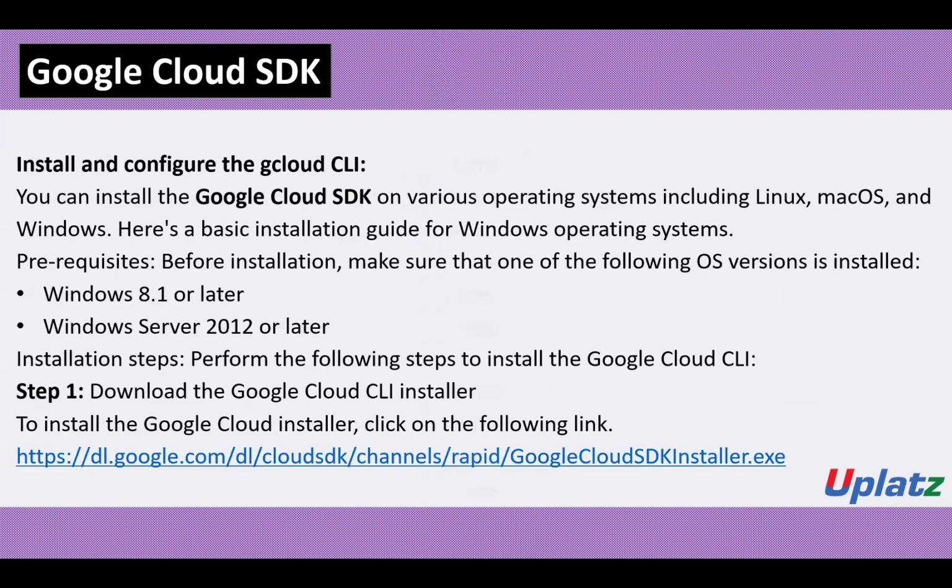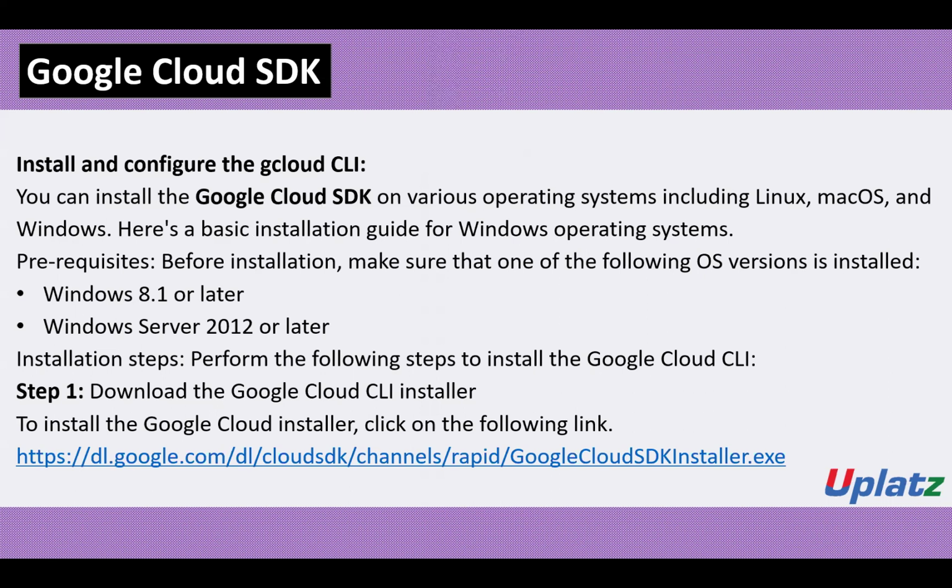Now let's see how to install and configure the Google Cloud SDK, the gcloud command line interface. You can install it on various operating systems, including Linux, Mac, and Windows. Here is a basic installation guideline for Windows. Before installation, make sure that one of the following operating system versions is installed: Windows 8.1 or later, or Windows Server 2012 or later.